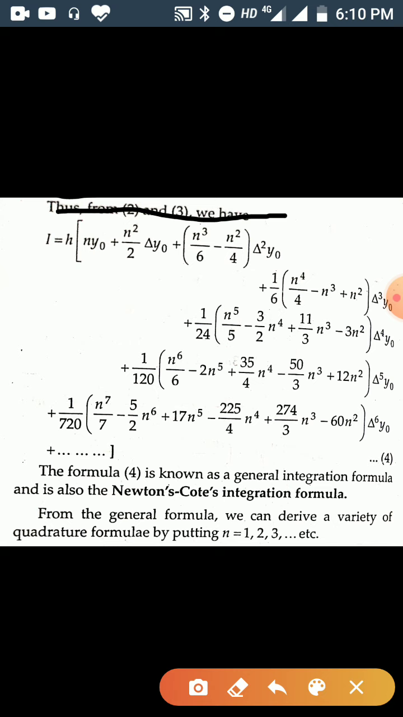No need of writing till delta to the power 6 y0, since we have to find different formulas from this formula, so we have taken till delta to the power 6 y0.